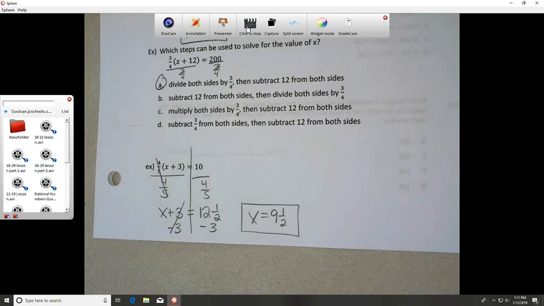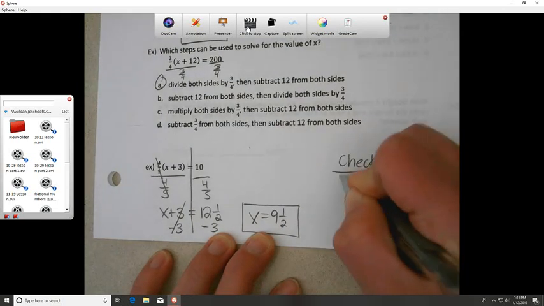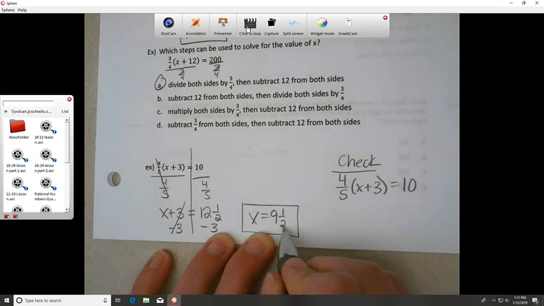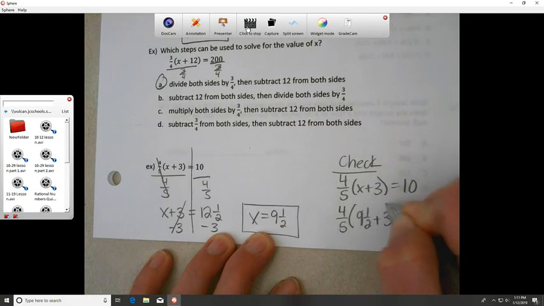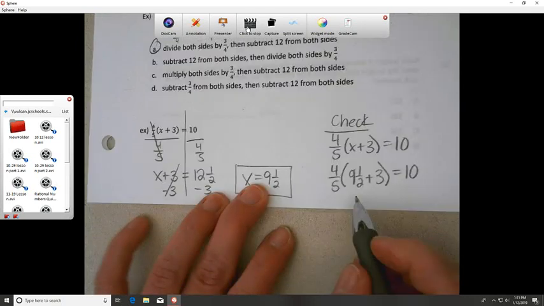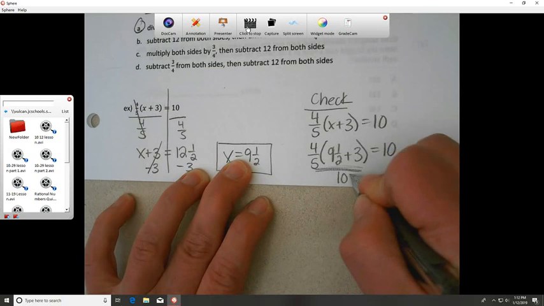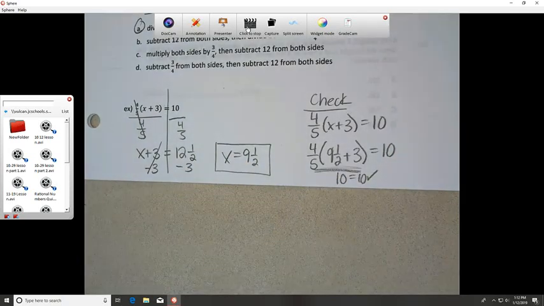Now when you go to take your quiz tomorrow, anytime that you solve an equation, you're going to want to check your answer to make sure that you have the correct answer. So for the check, we write down our original equation. We replace the x with our answer, so I'll have 4/5 times 9.5 plus 3 equals 10. And then you're typing this into your calculator, and it should give you 10. If you don't get the same number on both sides, that's how you know that you've made a mistake, and you need to go back and correct your mistake.